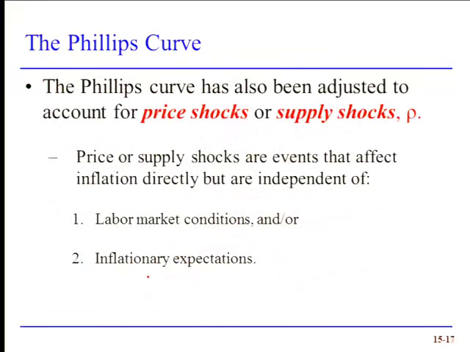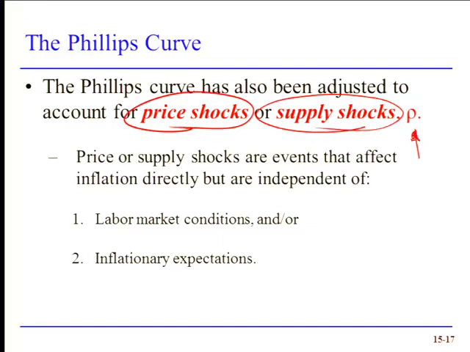Now, there's one other thing that we need to add to our Phillips curve analysis, and that is there are some events that happen that have a direct effect on inflation that is completely unrelated to either the labor market or inflationary expectations. These are things that we refer to as price shocks or sometimes as supply shocks. And we will use the lowercase Greek letter rho to identify these.